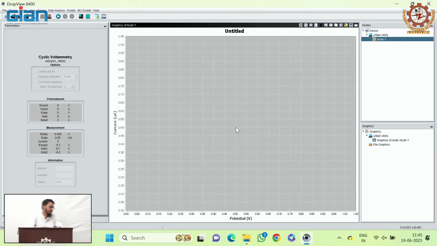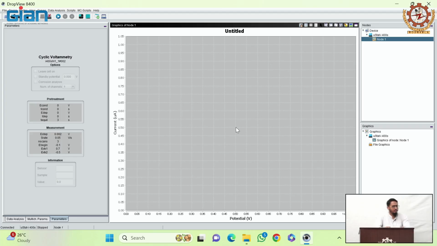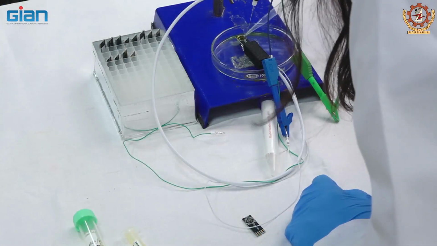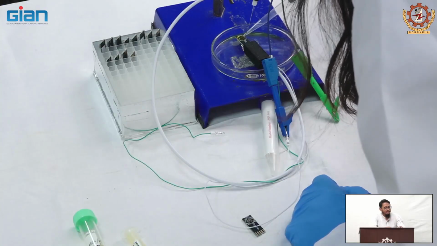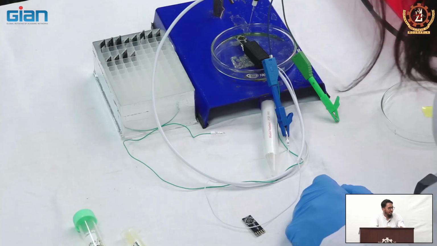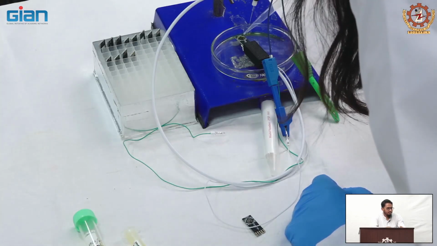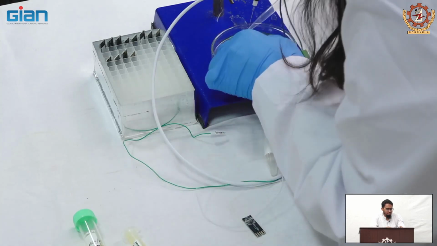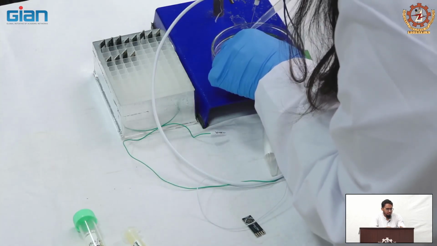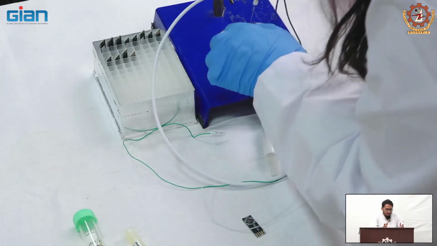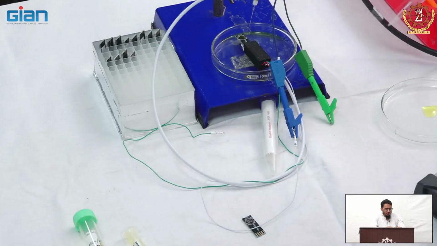So we will proceed with the cleaning of the working electrode with DI water. First we will remove the fluid using a pipette, then we will wash it with DI water. The detailed protocol we will actually give to you at the end of the course. You can have it and repeat it.